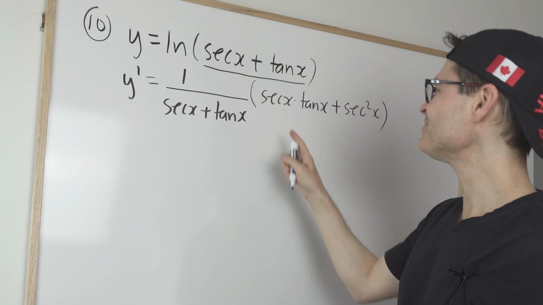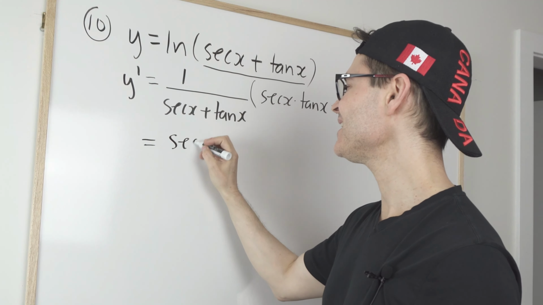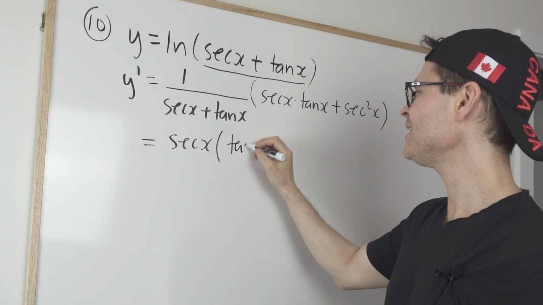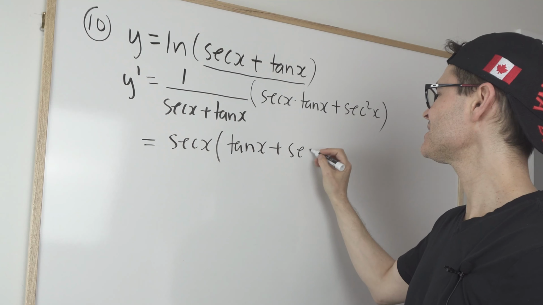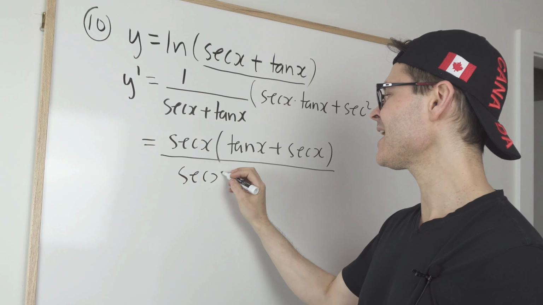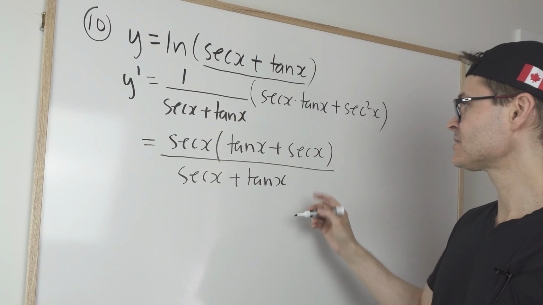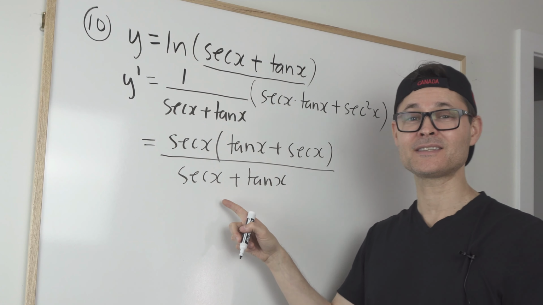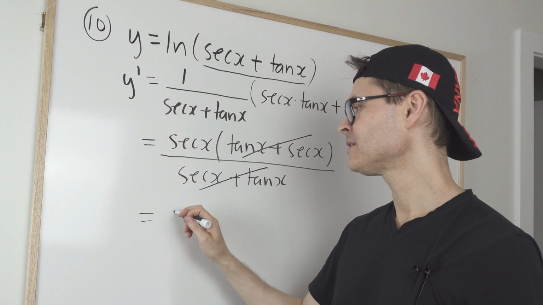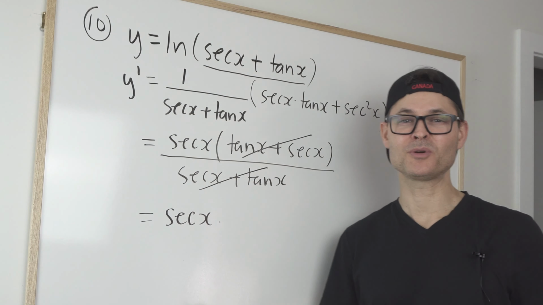Okay, and so I noticed something here. I can also take out a secant x in the numerator. So I'm going to take a secant out. So tan x plus secant x all over secant x plus the tan of x. Look what I notice: tan x plus secant x is the same as secant x plus tan x. Goodbye. And what's left? Just little old secant. So that's kind of nice. It looked ugly, but it turned out to be pretty nice.